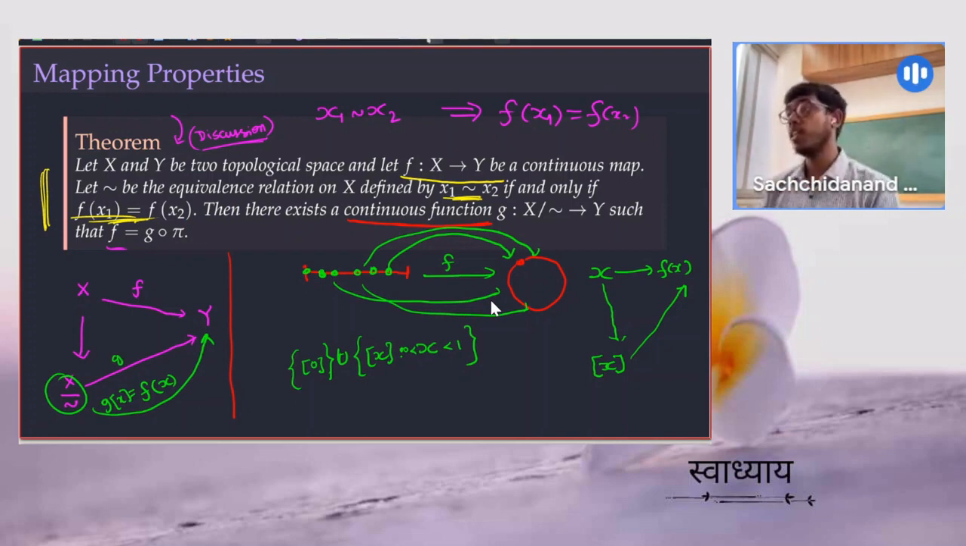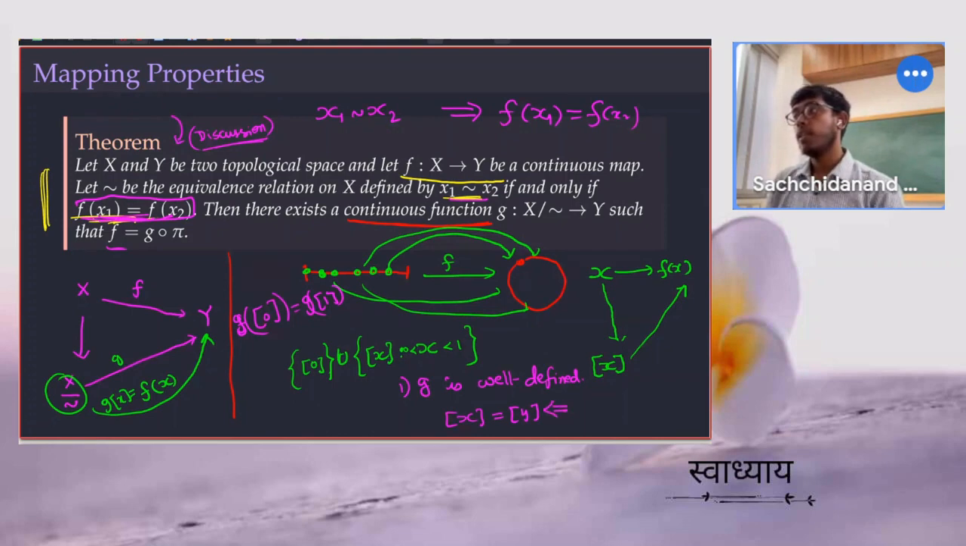But what are the things that you need to check here? The first is, since we are defining a map on the equivalence classes, we need to check G is well defined. That means if I take two equal equivalence classes, for example in this case G of 0 and G of 1, it would be the same. But why will it be the same? Because it is given that any two points which are related will have the same image. If x and y are related, this means that f of x equals f of y, which means G of class x equals G of class y. And that will prove that this function is well defined.